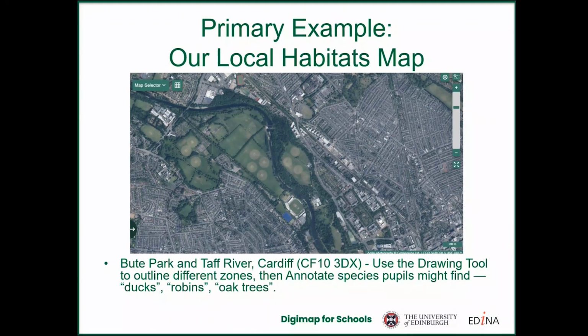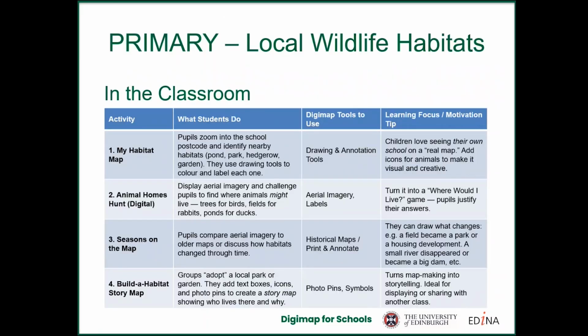This is perfect for younger pupils because it's visual and creative. They can color code habitats and even add symbols for wildlife as well. Just to summarize what you can do with primary schools, there are a couple of activities you can do indoors.